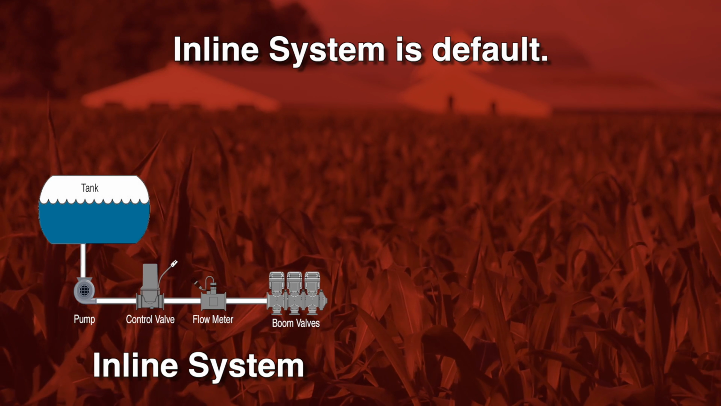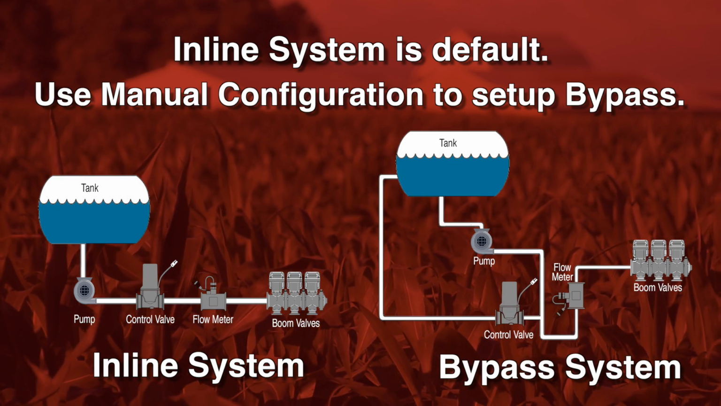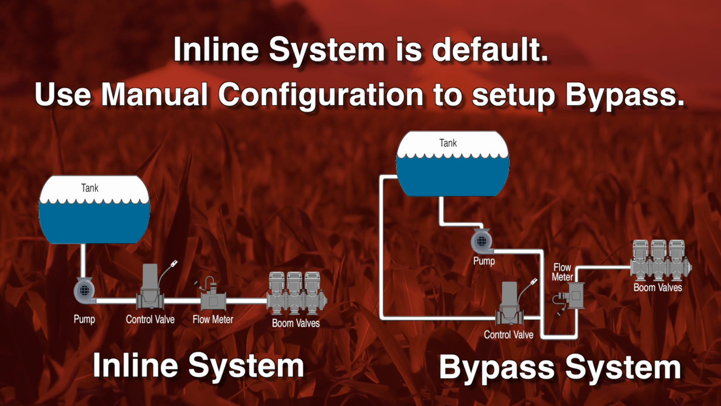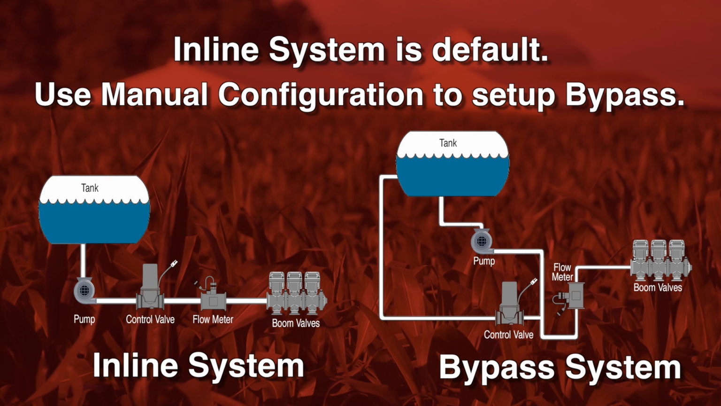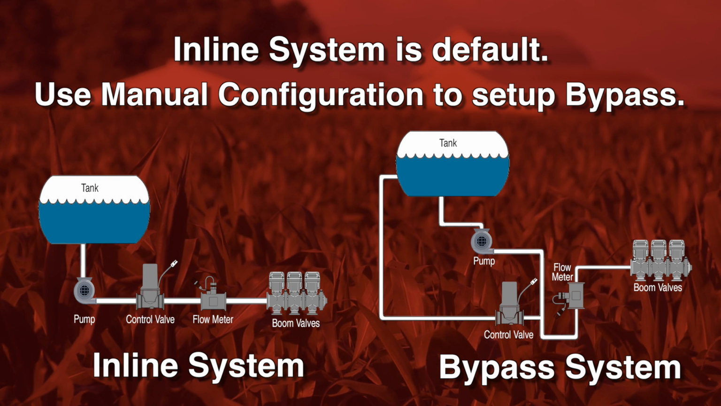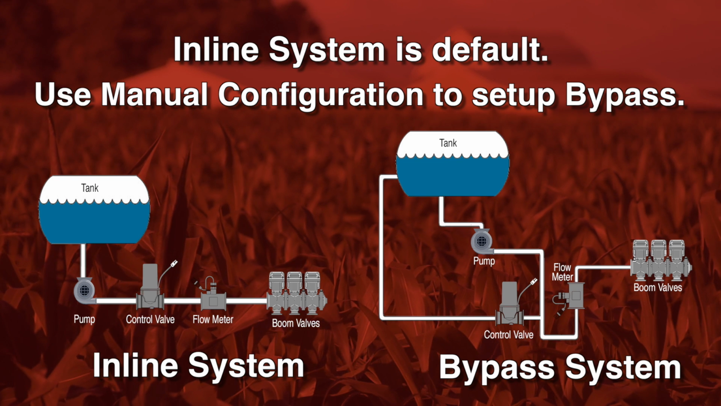This system is set up by default for an inline sprayer system. If you are using a bypass sprayer system, you will need to perform the manual configuration. Please refer to Section 6 in the Liquid ECU Installation Manual for the steps to set up a bypass sprayer.